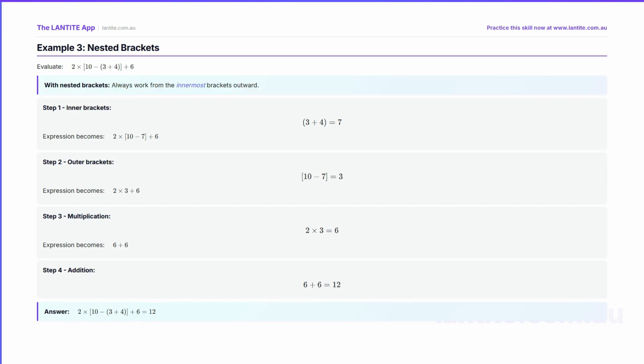Here's one with nested brackets. We have 2 times the square bracket 10 minus the round bracket 3 plus 4, close brackets, plus 6. When you have nested brackets, always start with the innermost brackets. 3 plus 4 is 7. Now the square bracket, 10 minus 7 is 3. Then multiplication. 2 times 3 is 6. Finally, 6 plus 6 is 12.